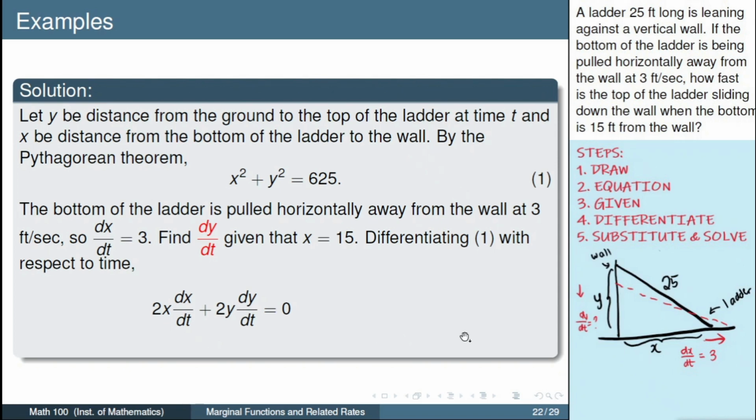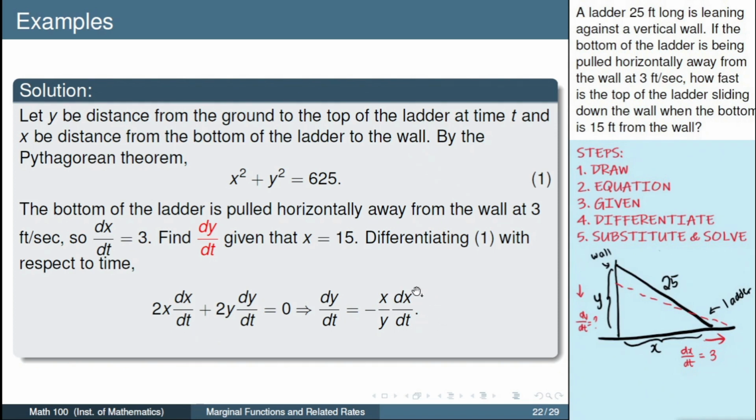Again, emphasis on this, we're looking for dy over dt. So, we solve dy over dt in terms of the other variables, which is this one. Okay? So, ang gagawin lang natin dito, transpose lang natin yung 2x dx over dt, right? And then, divide everything by 2y. Okay? So, you should get this: dy over dt equals negative x over y dx over dt.